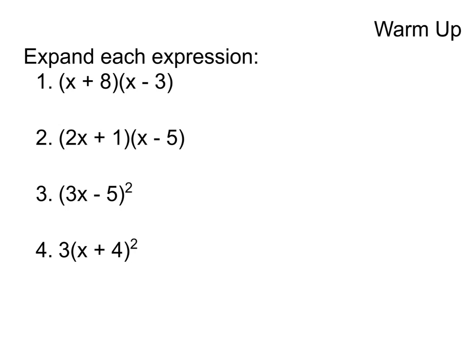So in multiplying these through together, remember, multiply everything in the first parenthesis by everything in the second parenthesis. So in that first one, x is going to multiply by x and the negative 3, and the 8 is going to multiply by x and by the negative 3 as well.